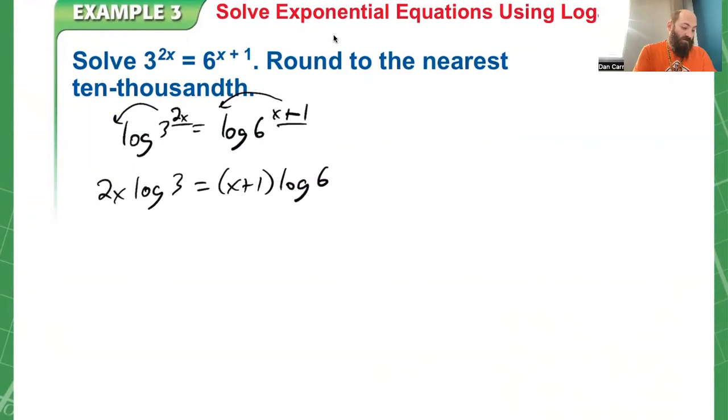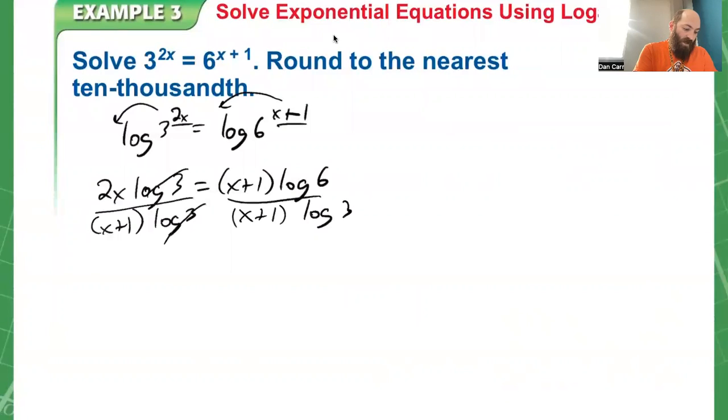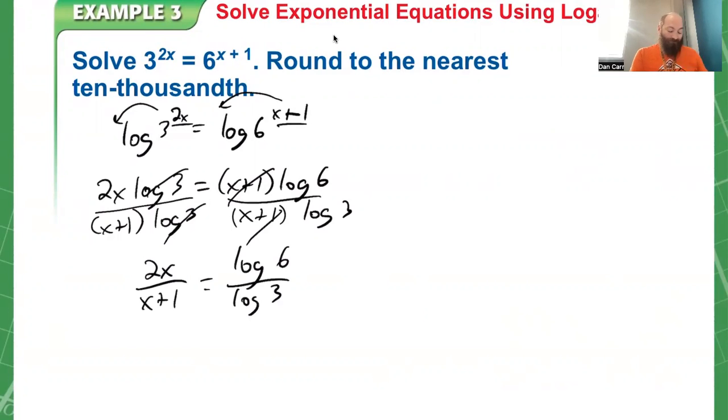It's going to be a fun one to work with, but I'll divide by x plus 1, and also divide by log 3. So that will cancel out, and that will cancel out. I'm going to be left with 2x over x plus 1 equals log of 6 divided by log of 3. Honestly, that didn't really change a whole lot for what I'm doing here. Probably just going to have to deal with it.